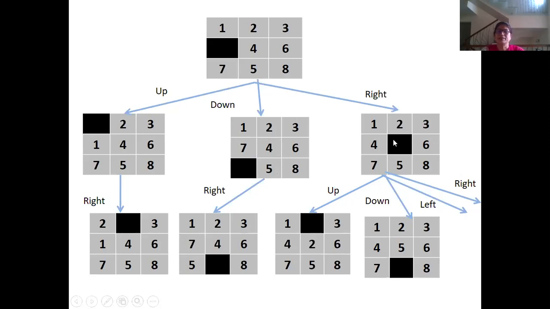Next, to the third state. Here it is in the center, so here all the four moves are possible. You can move up, you can move down, you can move to the left, and you can move to the right. But we will not be making a left move. Why? Because again you will go back to your parent state.